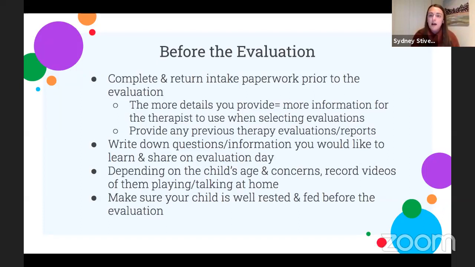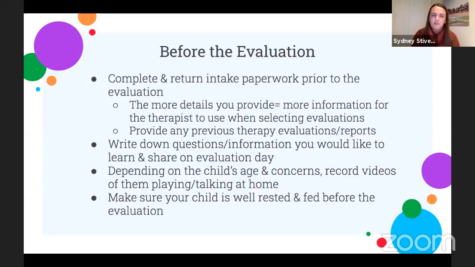Okay, so a little bit more on the parent interview. Now, interviews sometimes can seem a little bit intimidating because you're getting asked a lot of questions and you want to make sure you're giving the right answer. But for these interviews, there's not a right or wrong answer. We're just trying to learn about your child, your family, what you're hoping to get out of therapy, how we can help your child. So we're going to ask about your main concerns.